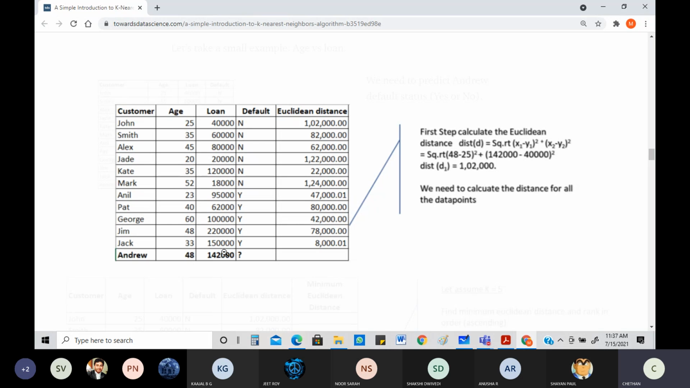102,000. Then you do the same thing with regard to Smith. You get a distance 82. Same thing with regard to Alex, 62. Like this, you get values like this. Now you don't know where Andrew will be falling to. Based on what will Andrew be falling to?